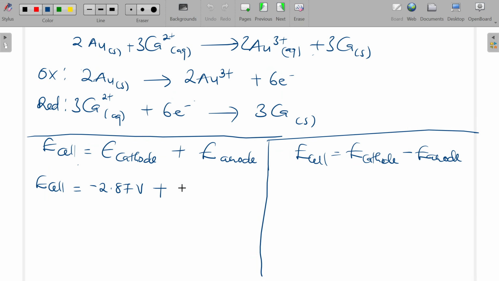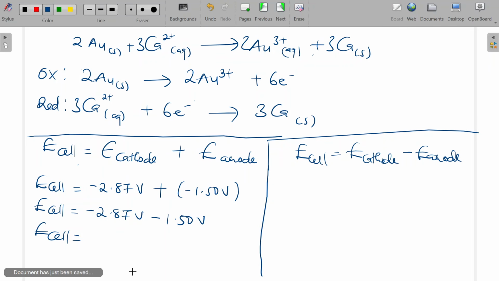So it's going to be plus negative 1.50 volts. As a result, E cell will be equal to negative 2.87 volts minus 1.50 volts. Then the E cell value is going to be equal to negative 2.87 minus 1.5, which will give us negative 4.37 volts.